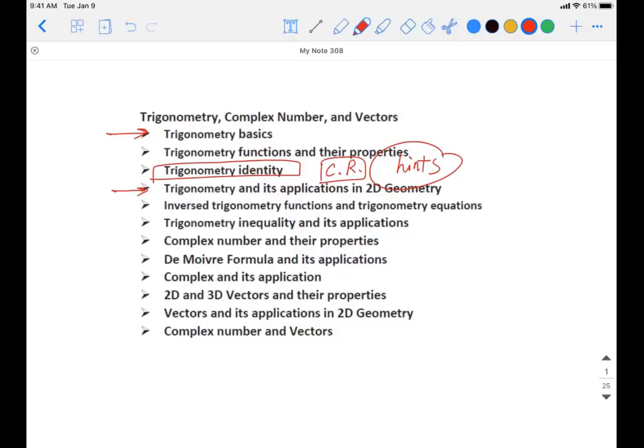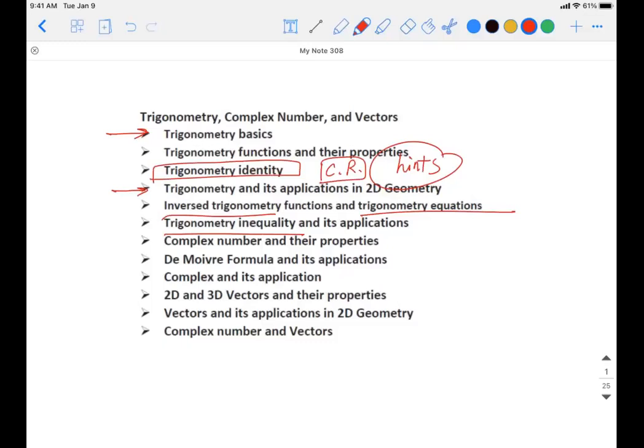Moving forward, we're going to talk about the inverse trigonometry functions. This is not super important, I have to say. However, from time to time, especially at the AIME level, they like to test you a little bit on the inverse trigonometry functions. We'd like to sit down together and give you some ideas on how to handle them. And also, we're going to talk about some trigonometry equations and trigonometry inequalities.